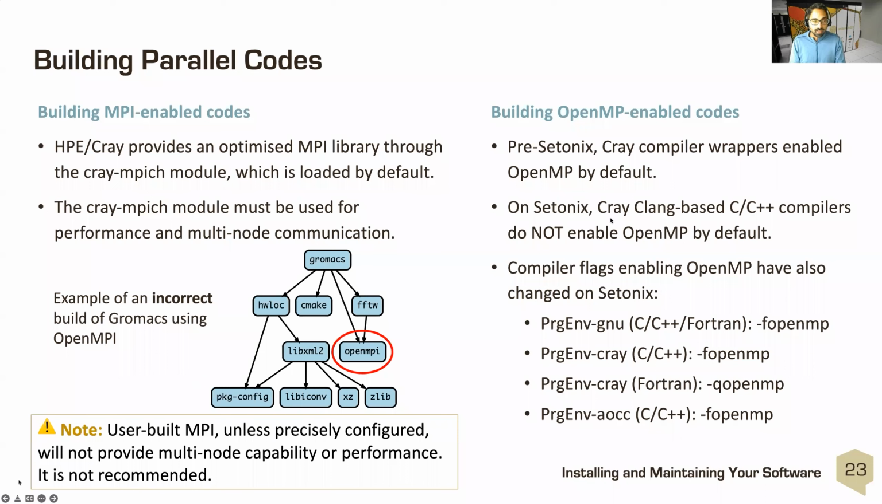So the example here is if you had GROMACS. GROMACS is a code that makes use of MPI, this message passing interface parallelism.